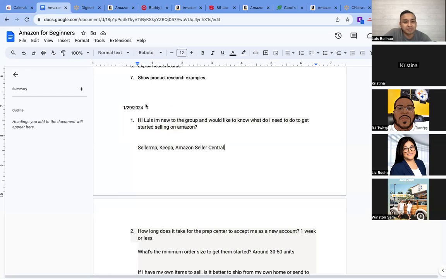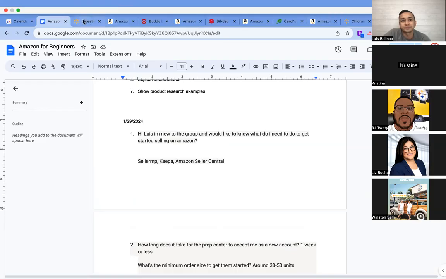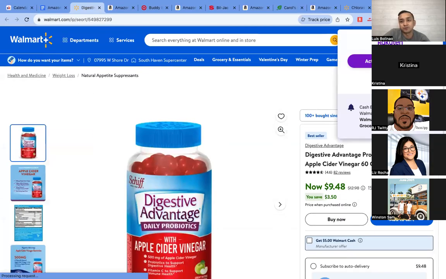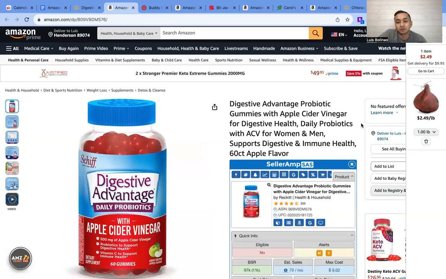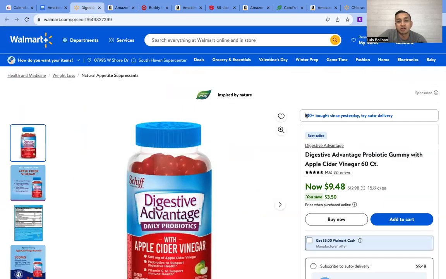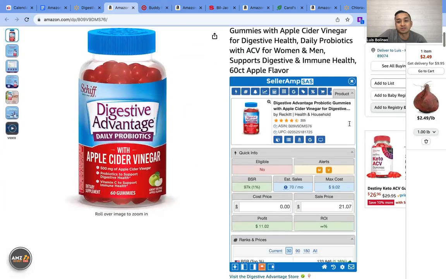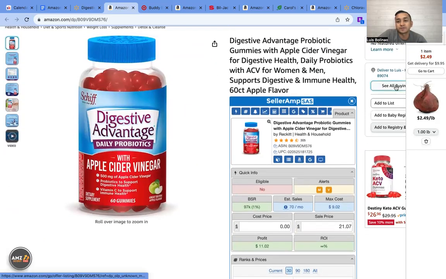So selling on Amazon, there's many ways to sell on Amazon, but this particular model that I'm doing is called online arbitrage. So I usually buy products from stores like Walmart, Target, Home Depot, Lowe's. Stores meaning online stores. So I buy them online, right? So for example, this one is an online product from Walmart. So I usually look for products that are more expensive on Amazon. So example, this one is $9 on Walmart, right? And about $20 on Amazon.